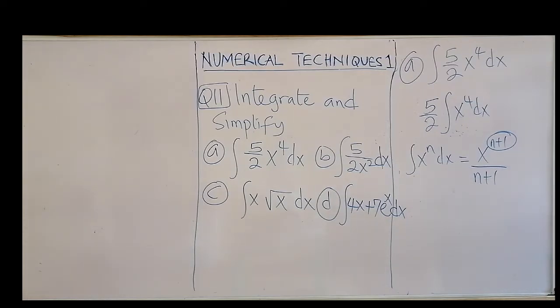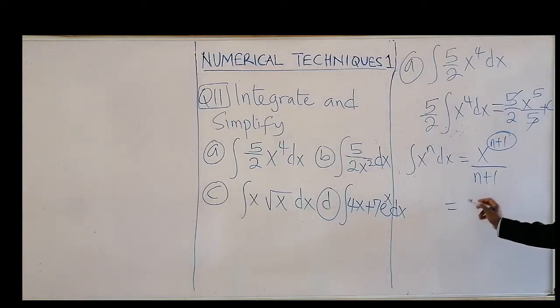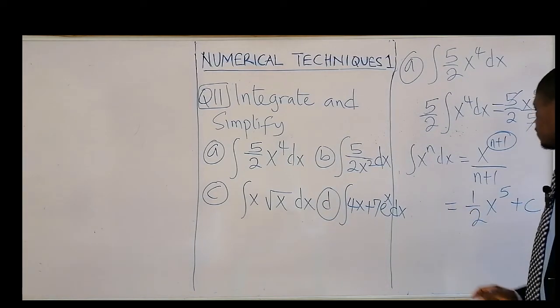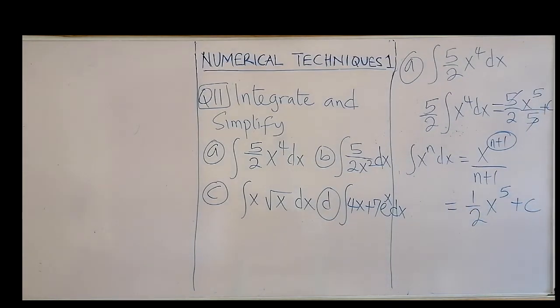So this will become 5 over 2. This will be what? 4 plus 1, x^5 over 5, then plus c. So 5 will cancel here. Then we have 1 over 2 x^5 plus c. So that finished question 1.